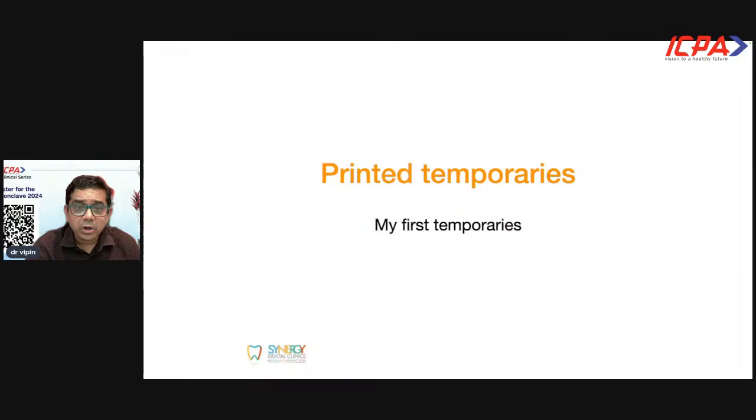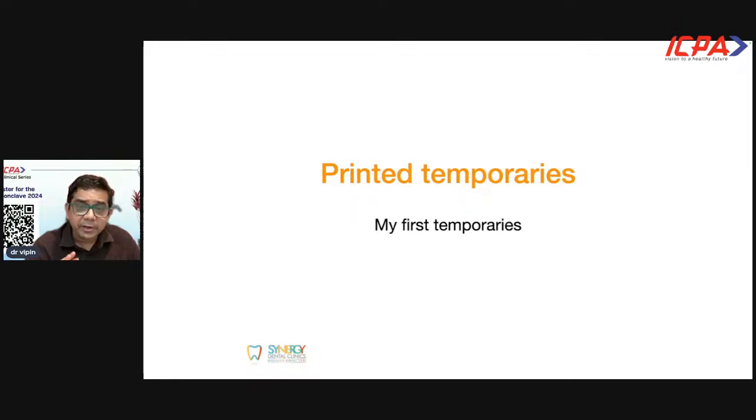So let's talk about the printed temporaries. I call them my first temporaries. Even if I'm making a crown on a single tooth, the first thing is that I make a printed temporary, which is checked in the patient's mouth. Everything is shaped, bite is checked, and then we shift to the permanent materials. And when we make these printed temporaries, these are not given to the patient.